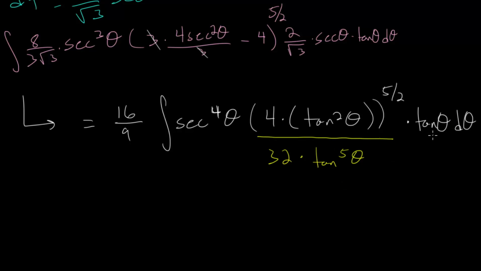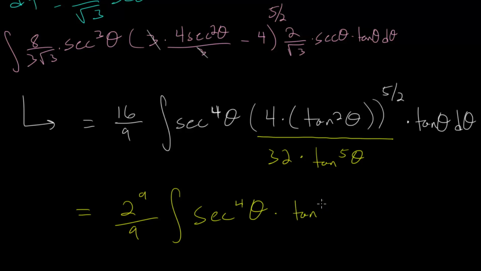So we'll get it to the 6th power, and we can factor out this 32. We actually have 2 to the 4th multiplied by 2 to the 5th. So if we want, we could write that as 2 to the 9th over 9. We have this integral of the secant theta to the 4th power multiplied by the tangent of theta to the 6th power, and we have d theta.